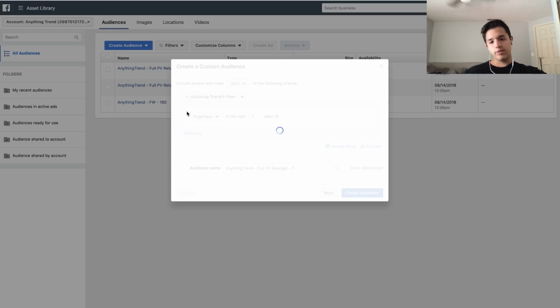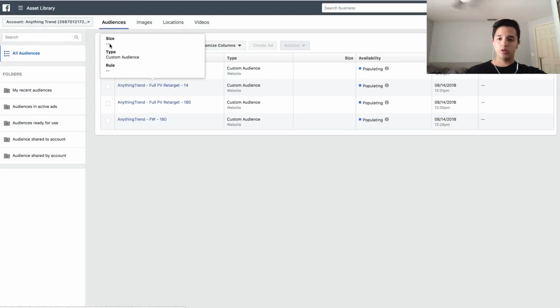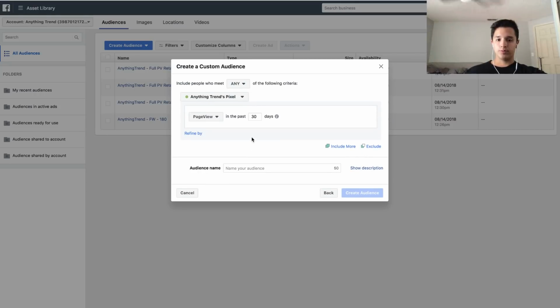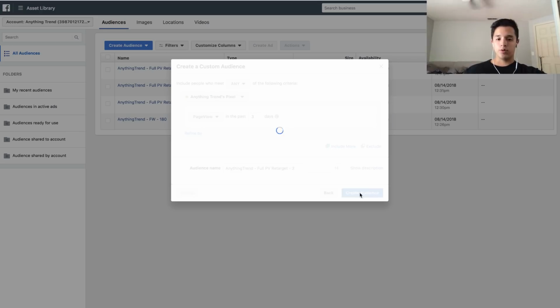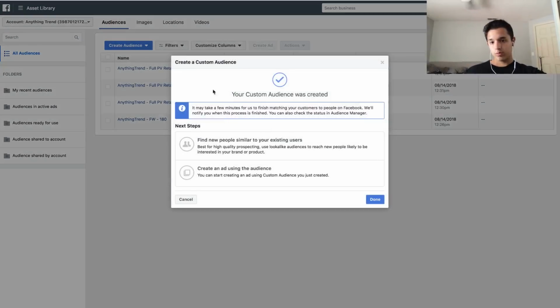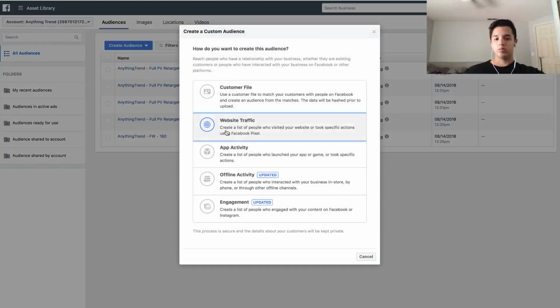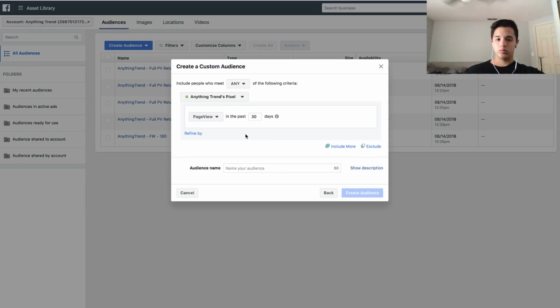Okay, page view retarget 7. Now we're going to go to 3 and then 1, and then we'll be good to go. You don't have to make all of these if you don't want to. You can just do the 180 days, 3 days, and 1 day. This is just sort of what I do. Okay, one more, for 1 day. Okay, now we're done with these audiences, and these audiences need to populate.